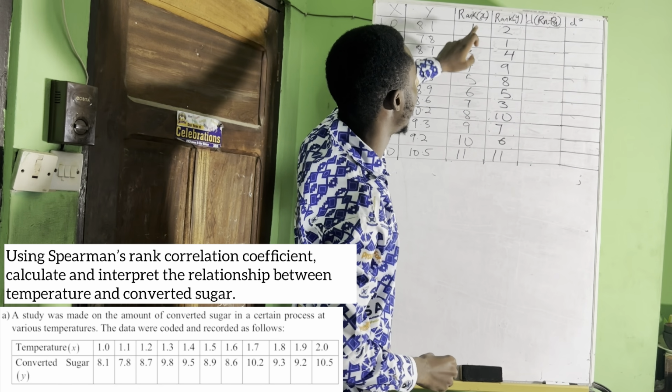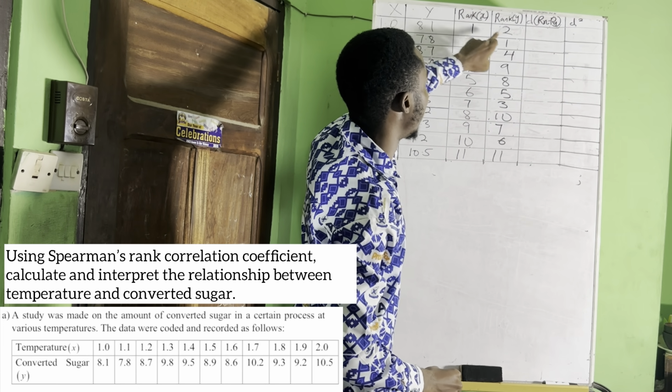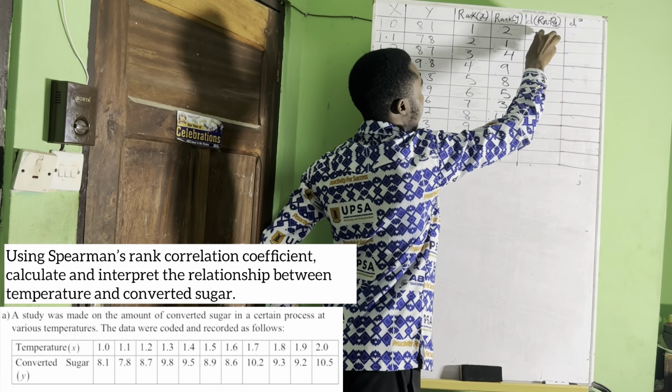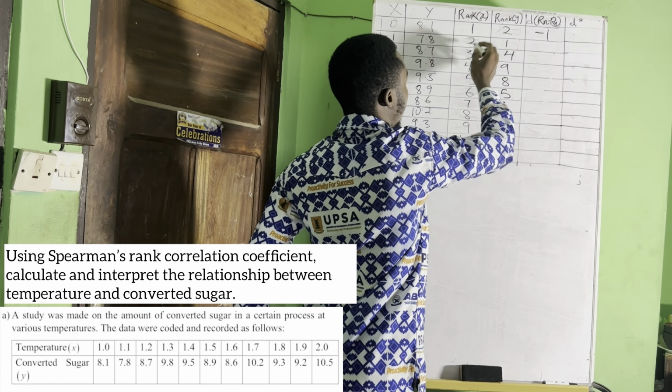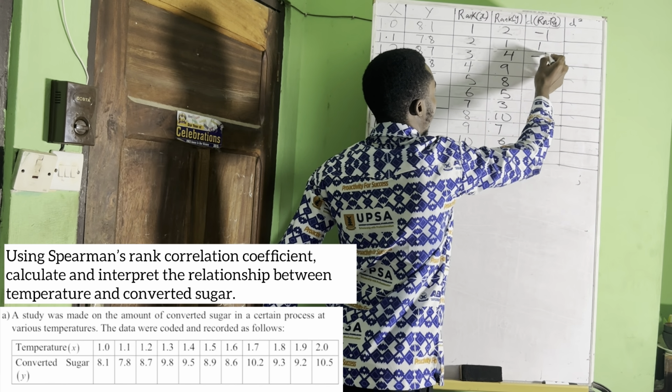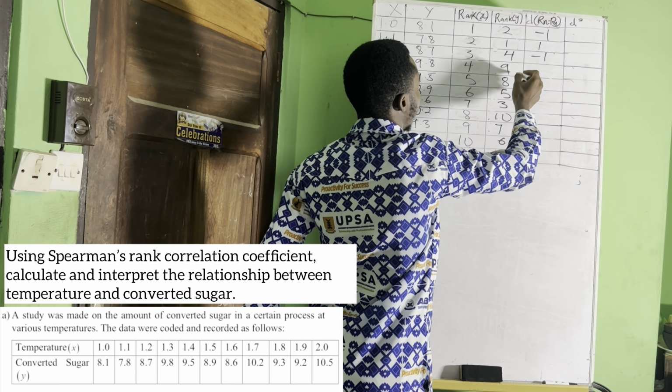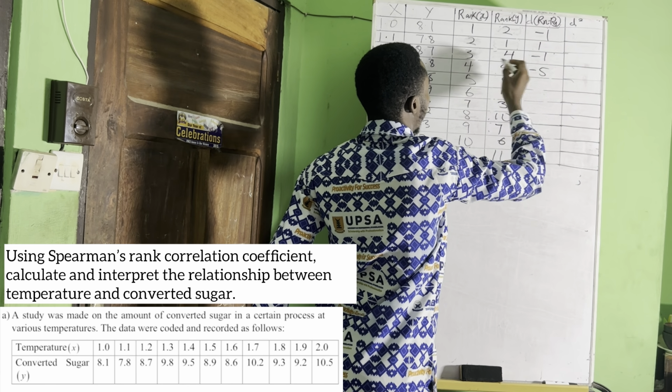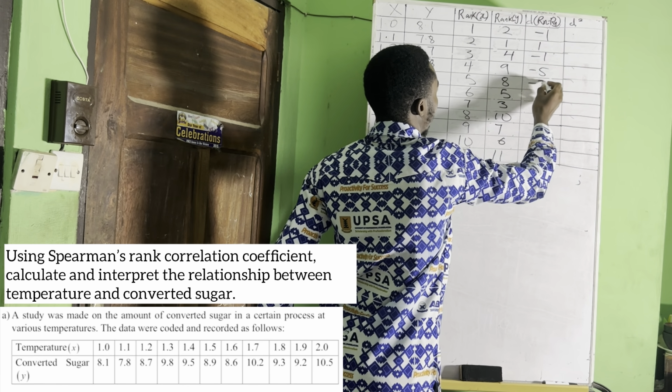So now we start with the first one, 1 minus 2. That should give us -1. Then the next one, 2 minus 1. That should give us 1. 3 minus 4. That should give us -1. 4 minus 9. That should give us -5. 5 minus 8. That should give us -3.